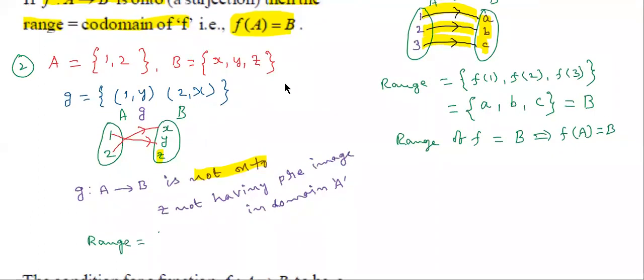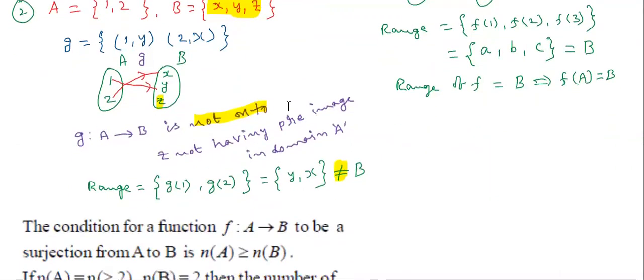Range is equal to G of 1, comma, G of 2. What is the G of 1 value, students? G of 1 is Y, G of 2 is X. See, we are getting Y comma X. Is it equal to the codomain or not? In the codomain, what is there? This is the codomain: X, Y, Z. So here the range is not equal to the codomain. In this case also we can say that the given function is not onto.